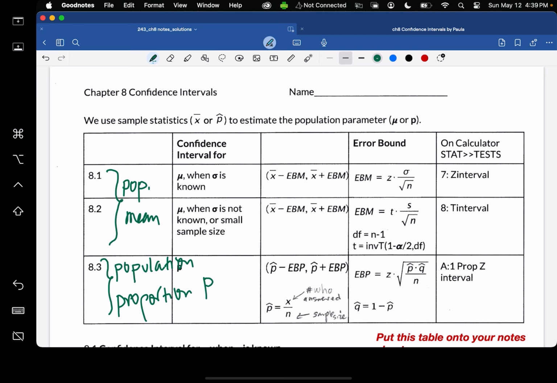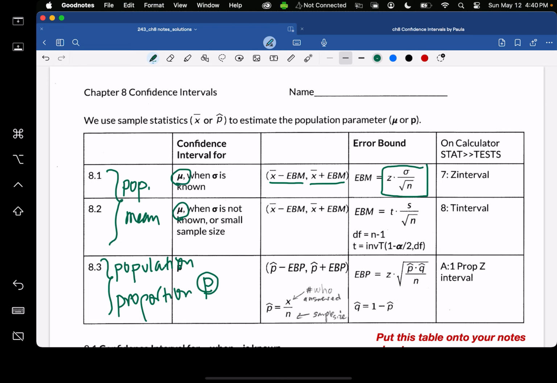Now, in all of these cases, we are building a confidence interval that we hope will capture mu or p. And so this becomes the confidence interval that captures mu. We're saying that mu is going to be between this number and this number, and x bar is the sample mean, and then the EBM is the margin of error, or the error bound. And this is the formula for the error bound: z times sigma divided by the square root of n, and I'll explain that in more detail soon.